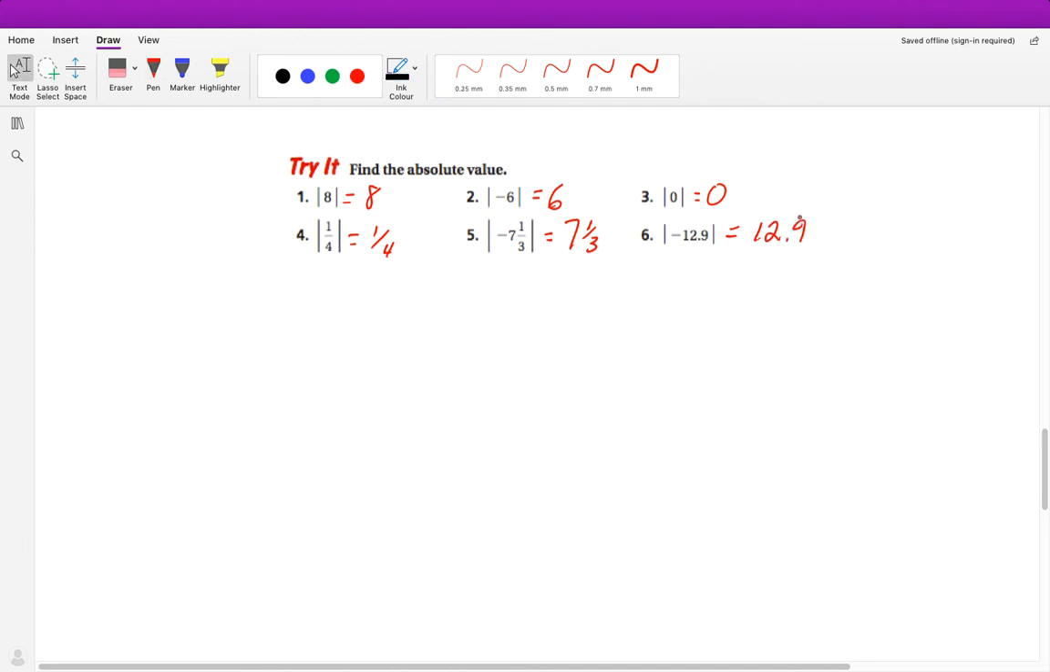Just know that absolute value is talking about distance, and distance is equal to a positive value. All right, so just make sure that you are writing your positive numbers when we're doing absolute value.